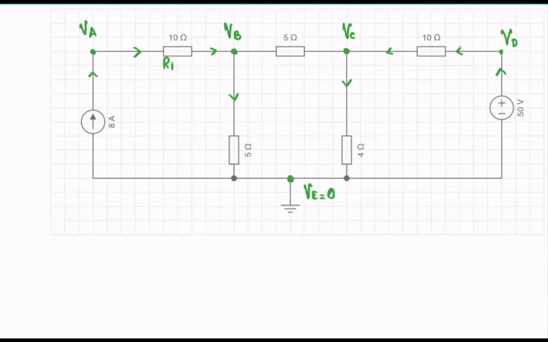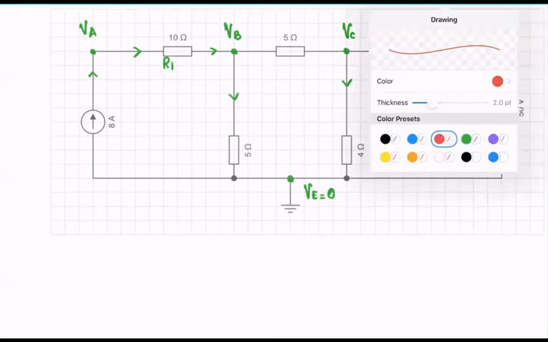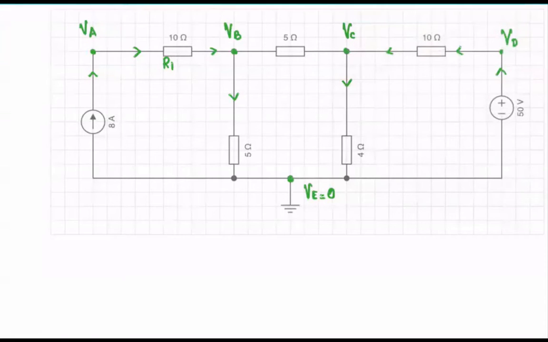Okay, now there's a tricky part. The tricky part is, what will be the direction of the current across this resistor over here? Let me just finish the labeling here. This was R1, this is going to be R2, this is going to be R3, you have R4 here, and then finally you have R5.